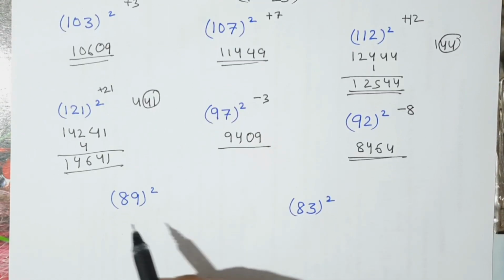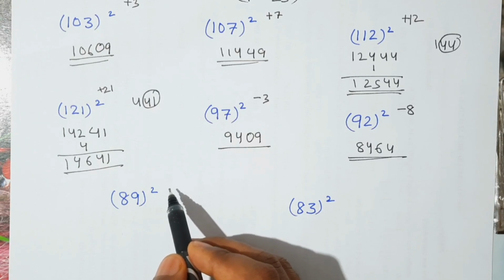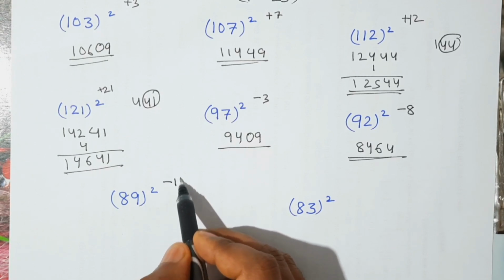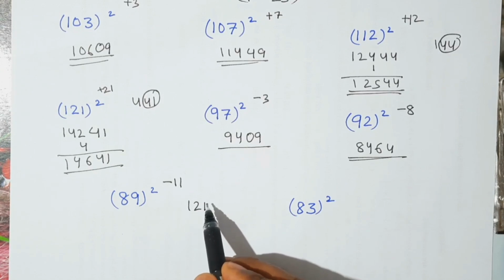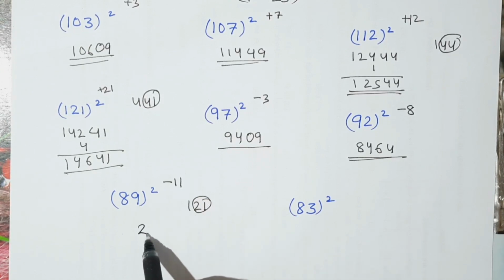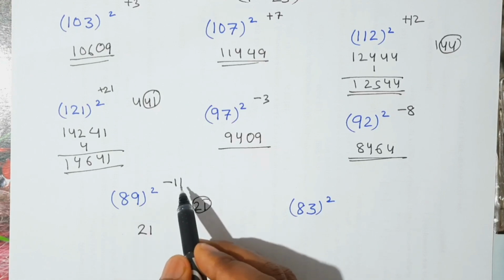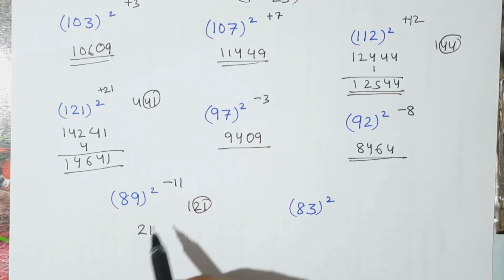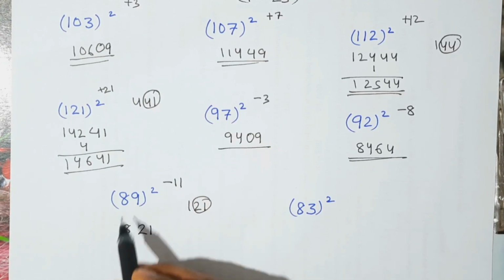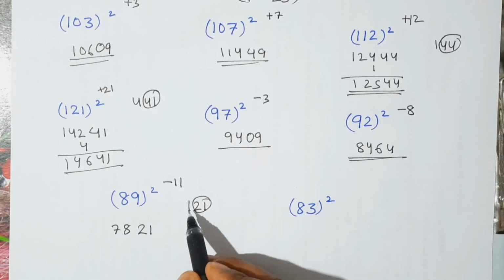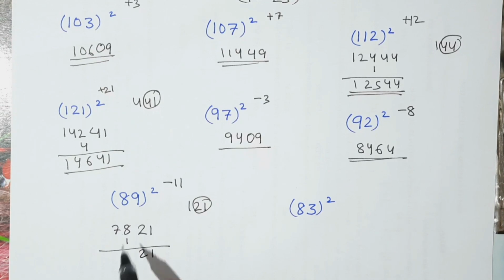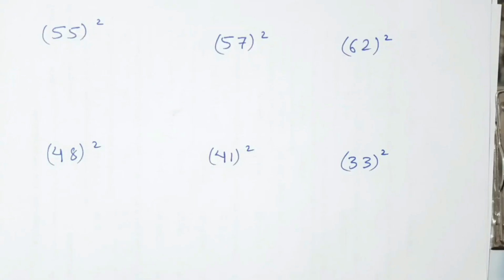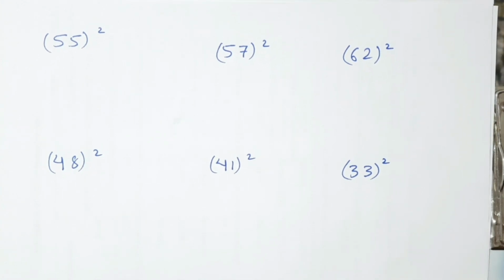Now let's see this number. This is 11 less than 100, so this is minus 11. 11 square is 121, so we'll write only 21. So 21 here. 89 minus 11 is 78. Now we are going to add 1 here. So adding this we'll get 7921. So this is the square of 89. Okay, let us solve a few more questions.